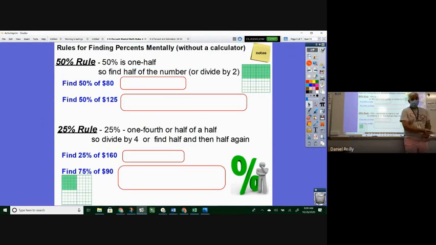Now, 50% of a number and 25% of a number. 50% of a number is half, so you divide the number by 2, which again, you should be able to do in your head. 50% of 80 is 40.